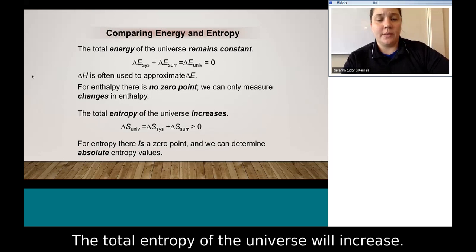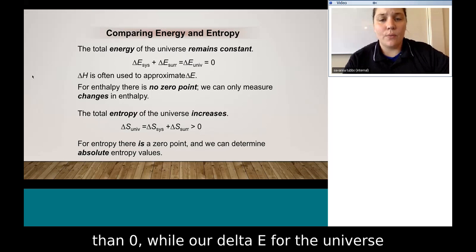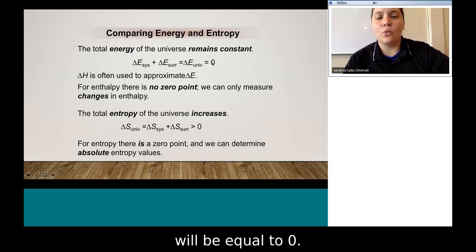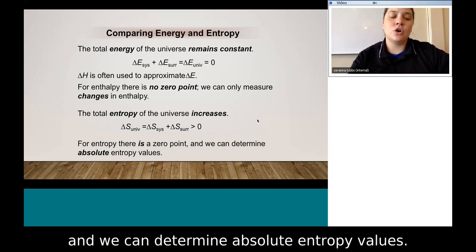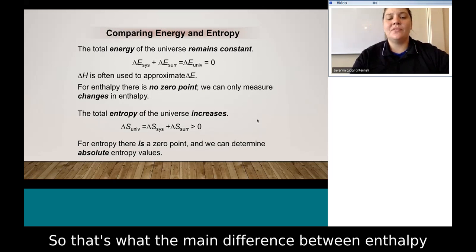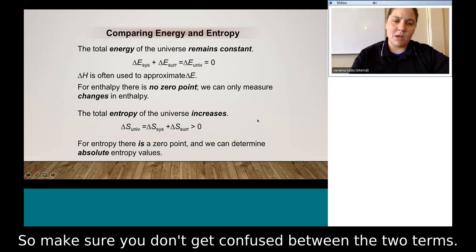The total entropy of the universe will increase. So our delta S is always going to be greater than 0, while our delta E for the universe will be equal to 0. For entropy, there is a zero point, and we can determine absolute entropy values. So that's the main difference between enthalpy and entropy. Make sure you don't get confused between the two terms.